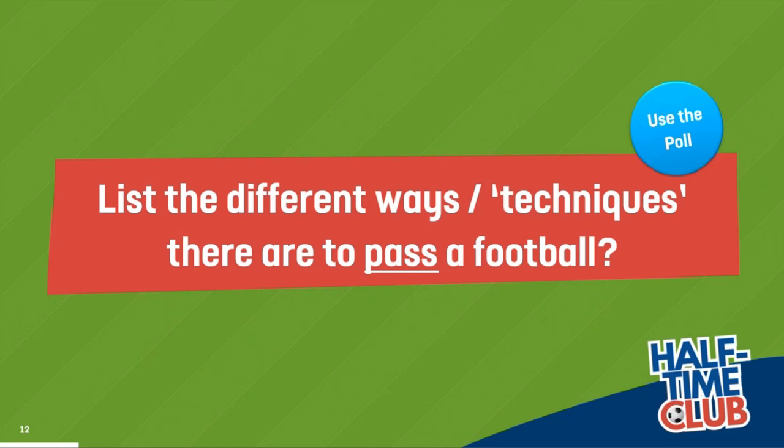So just look at the word cloud at the moment. We've got inside of the foot, outside of the foot, instep, heel, left foot, right foot, different parts of the body, lofted, in the air, a stronger pass, a weaker pass, a Rabona, a chip, drilled. So hopefully you can start to appreciate that there's so much variety out there in terms of how we can do something.